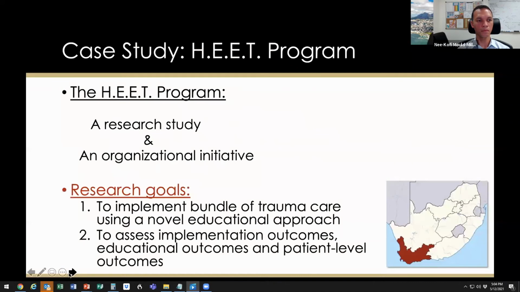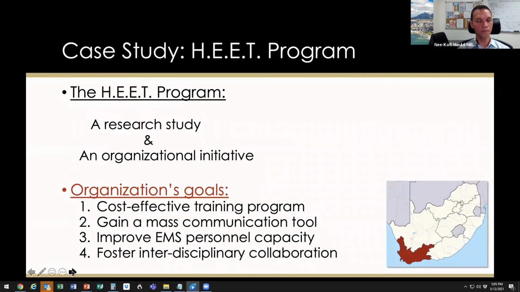So the team will speak about the research goals, but largely they will look at how you implement a bundle of trauma care using such a novel education or training approach. And then secondly, what are the outcomes of such a program? In particular, can we see any outcomes where it matters, which is in patient care? But the organizational goals are more what drew me into the program. In particular, trying to not just improve clinical care, but what it could mean for creating connection, collaboration, and a more effective and trusting workforce within an organization such as ours.